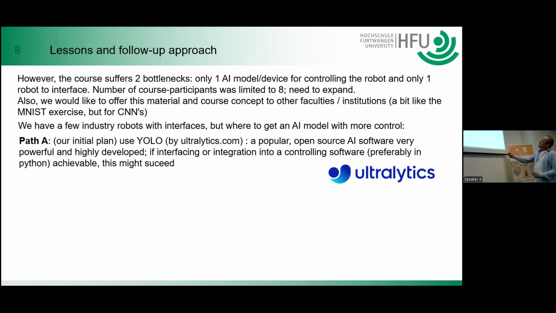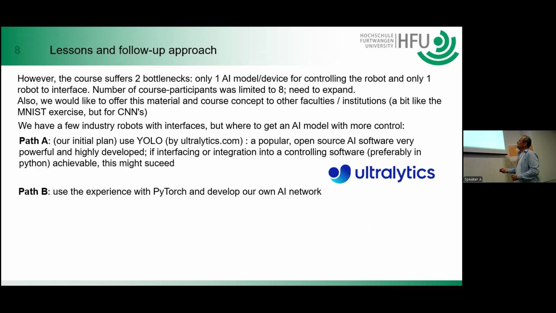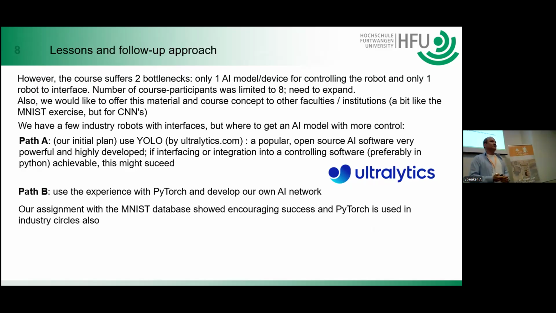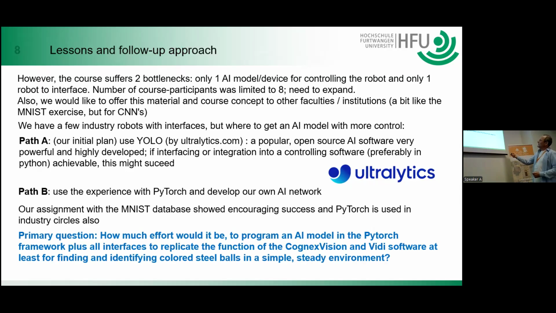But we are quite positive. We know that it works, so we just must find a way which works for us. Alternative path: we use our experience with the PyTorch environment to program our own AI networks, which can solve this recognition task. So we ask ourselves, how much effort would it be to program a code segment powerful enough to create an AI network which can solve this task in a very simple and steady environment? Of course it will not be as powerful as Complex Vision, but it will be $10,000 cheaper.